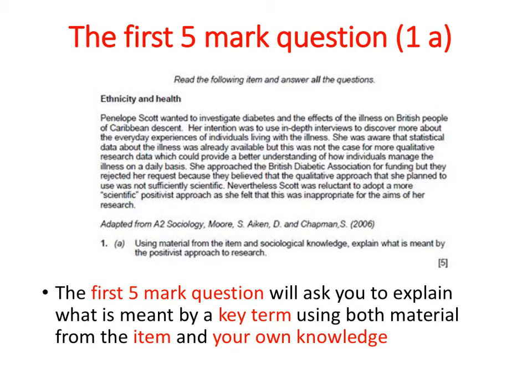The first 5-mark question on the research methods section is going to ask you to explain what is meant by a key term from research methods. In this particular example you're being asked to explain what is meant by the positivist approach to research. So the key term that needs to be explained in this question is positivism. And you need to explain what is meant by the key term using both material from the item as well as your own sociological knowledge.